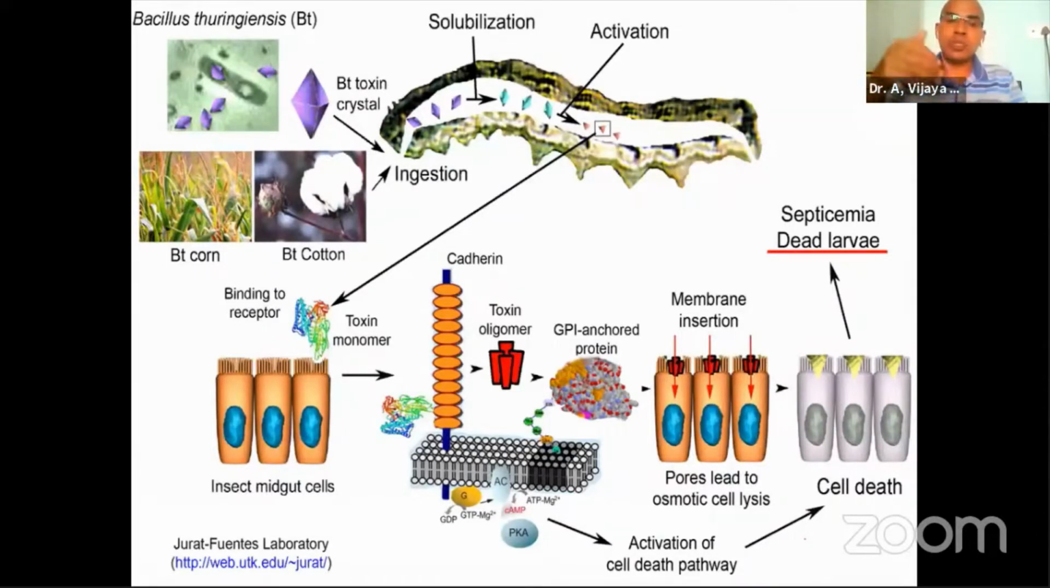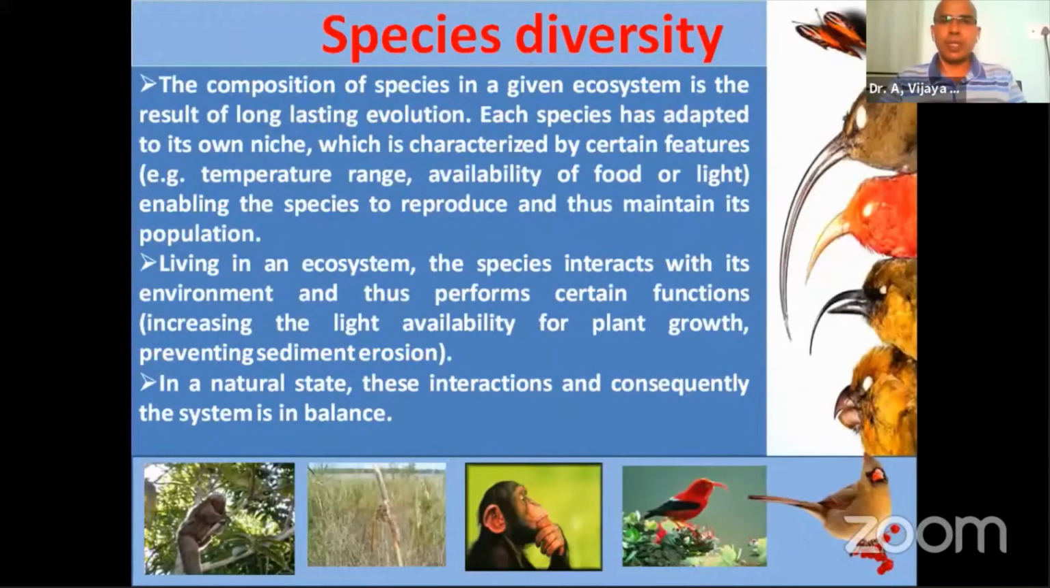And once BT cotton was introduced, there was a reduction in pesticides, and that again helps the environment in many ways. So that's all about the genetic level of diversity. And let's come to the next level of diversity, that is species diversity.